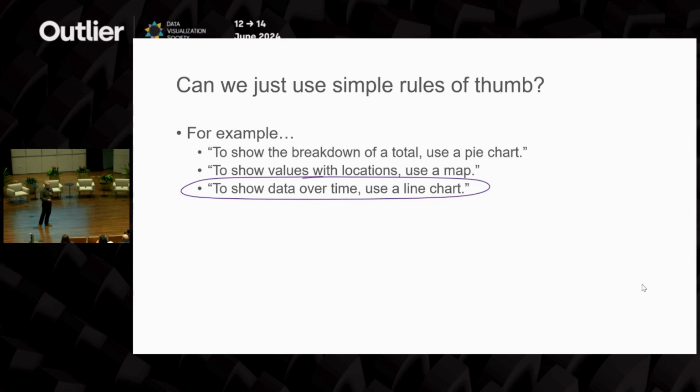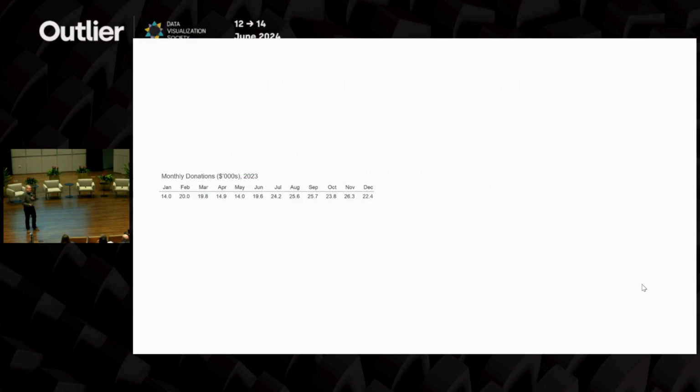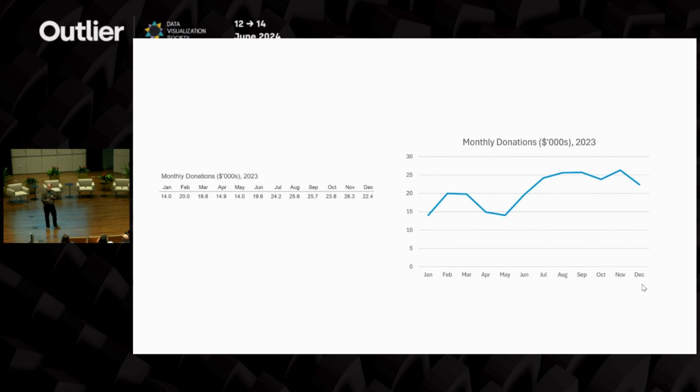Let's take, to show data over time, use a line chart. Is this something that holds up well in practice? Well, in a situation like this, we're just looking at the monthly donations for the last 12 months for our charity here. And yeah, I think showing this as a standard line chart is going to be pretty safe in many situations. Let's look at maybe a couple of other scenarios.